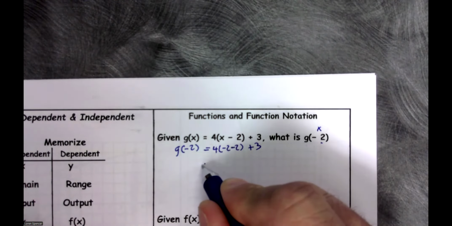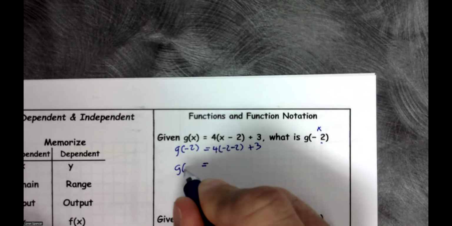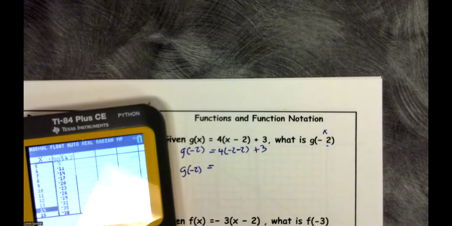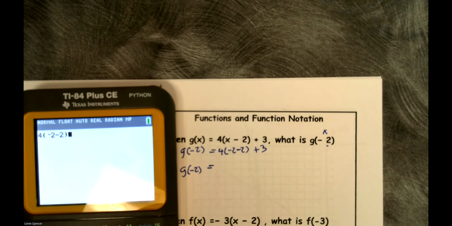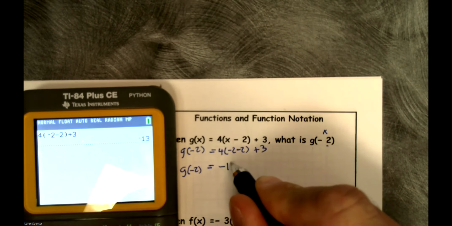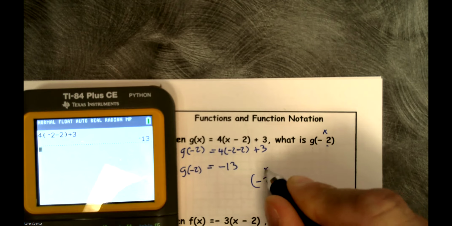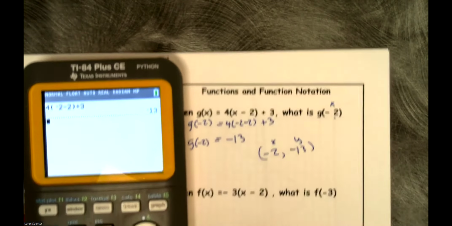So I can go to my calculator, and I highly recommend you do it this way. You can use the Desmos calculators, that's fine. 4 parentheses, negative 2 minus 2, close parentheses, plus 3. And I get negative 13. So what that means is when x is negative 2, y is negative 13.